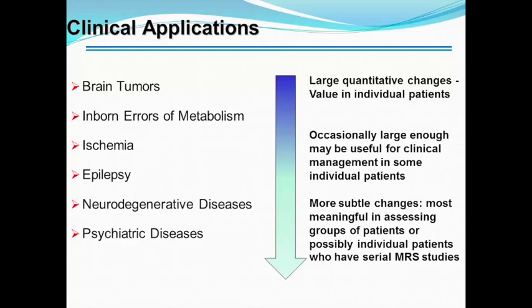If I'm looking at a spectrum of an autistic kid, I cannot see that he has autism, right? So this is not how it goes. They're more subtle, most meaningful in assessing groups of patients, and then doing group statistics to look at changes, or looking at the same patient with serial MR spectroscopy, where you look at disease progression, or look at how they respond to treatment.